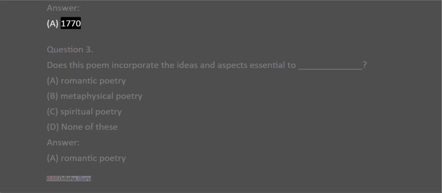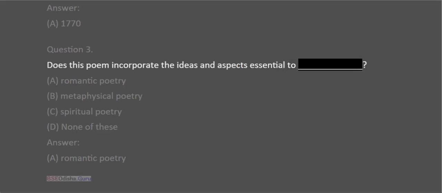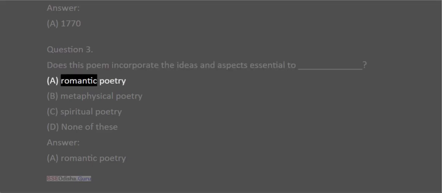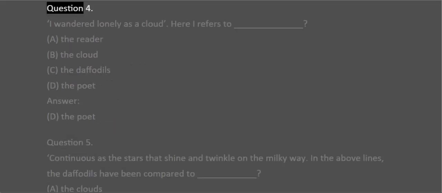1770. Question 3. Does this poem incorporate the ideas and aspects essential to A. Romantic poetry. B. Metaphysical poetry. C. Spiritual poetry. D. None of these. Answer. A. Romantic poetry. Question 4.